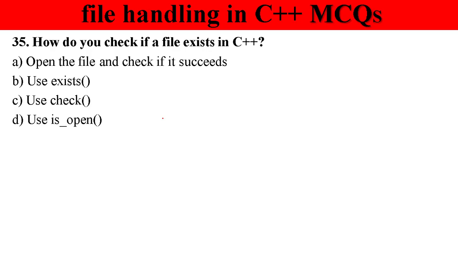Question number 35. How do you check if a file exists in C++? A. By opening the file and checking if it succeeded. B. Use exists. C. Use check function. D. Use isOpen function. The correct answer is to open the file and check if it succeeds.